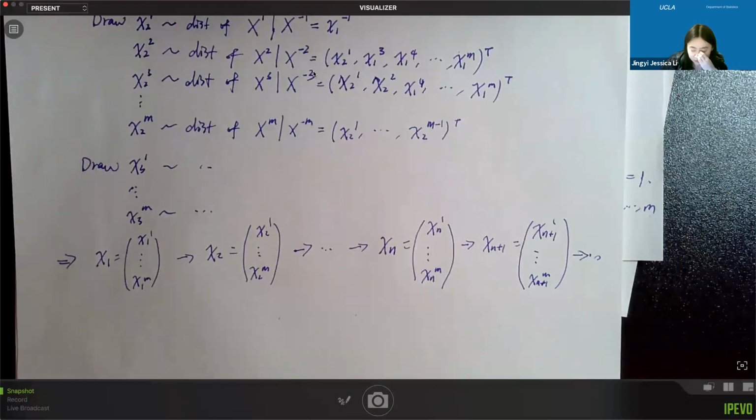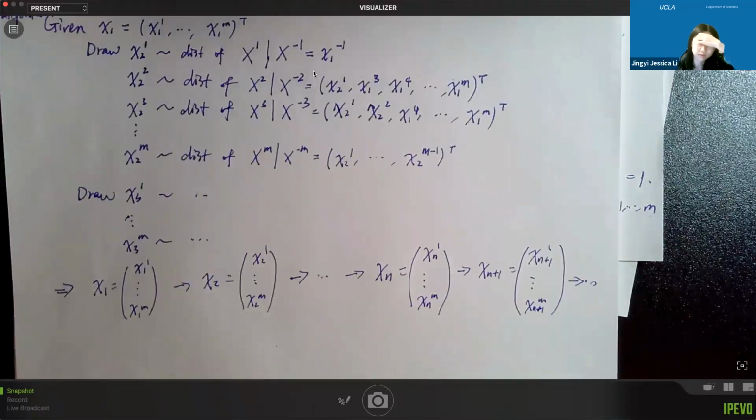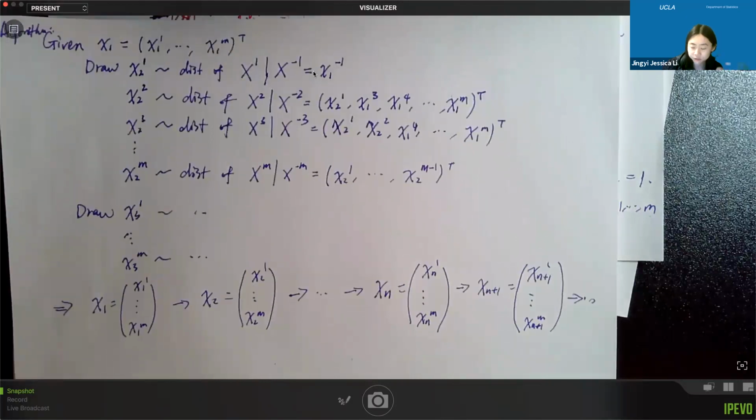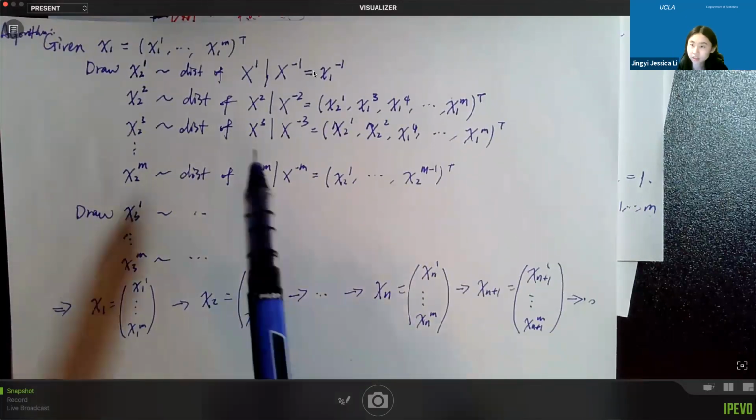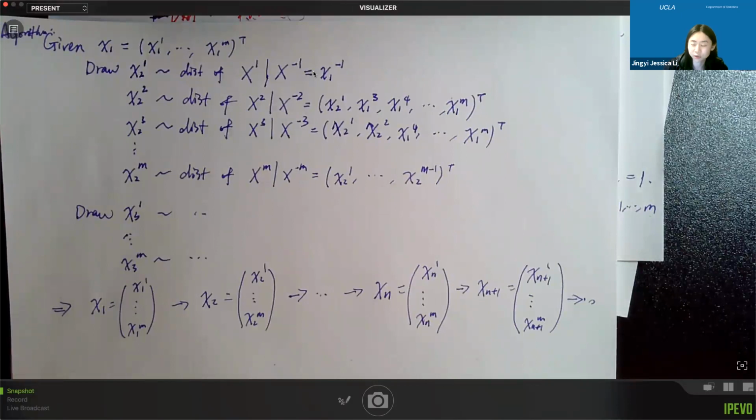So do we have questions for this part? So how we are doing the sampling in Gibbs Sampler. If you don't have a concrete idea about how the conditional distribution looks like, we're going to see that very soon. So you can defer your question until we do the real example.